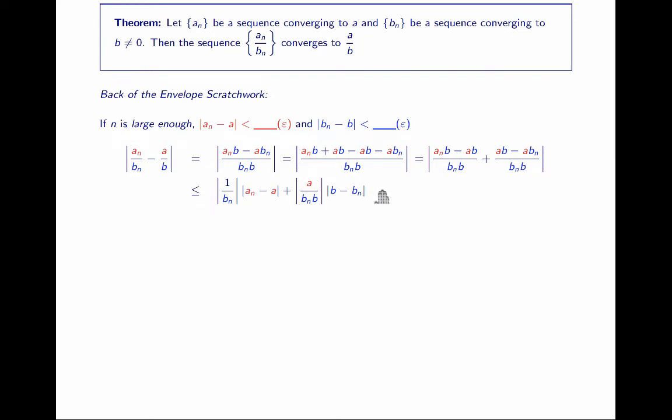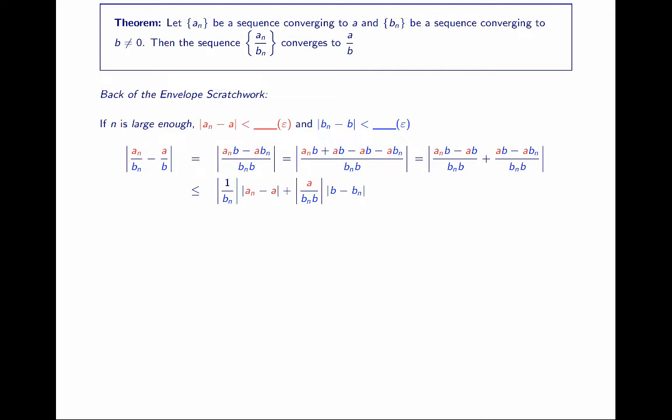Now here's where I have to pause before I can go on. I'm trying to show that this is as small as I want. Now here's the question: what's to stop b_n from being as small as possible? Because if b_n is arbitrarily small, then 1 over b_n is arbitrarily large, and that's the opposite of what I want to do. I need to show that this is arbitrarily small. I mean, what if b_n is as small as I want? What if b_n is 0?